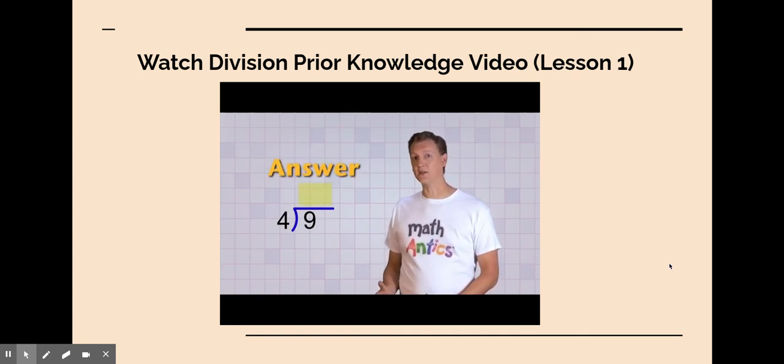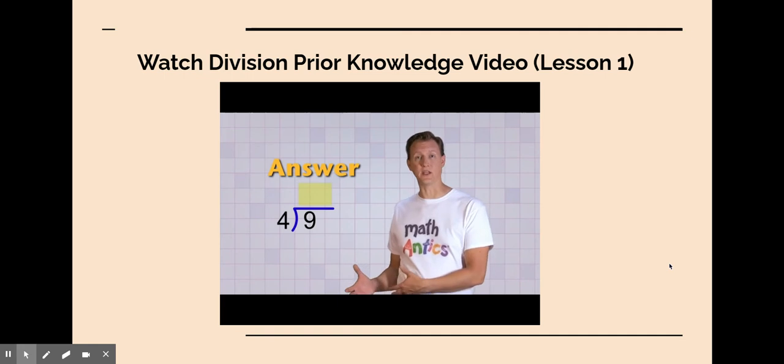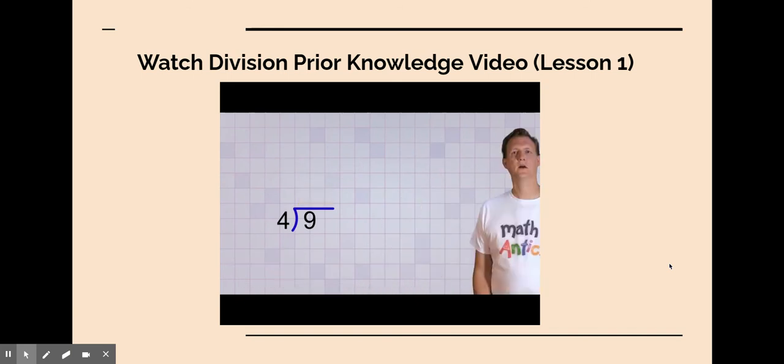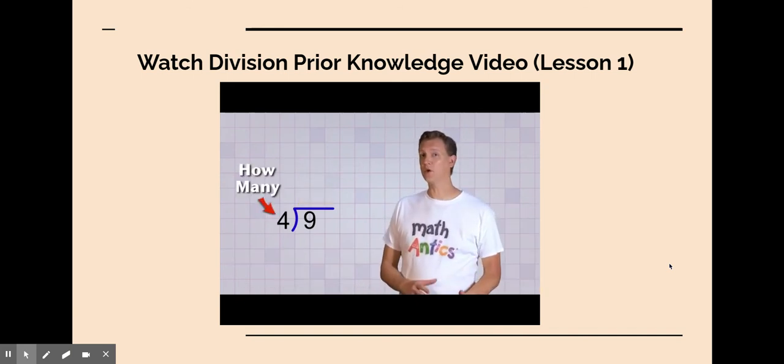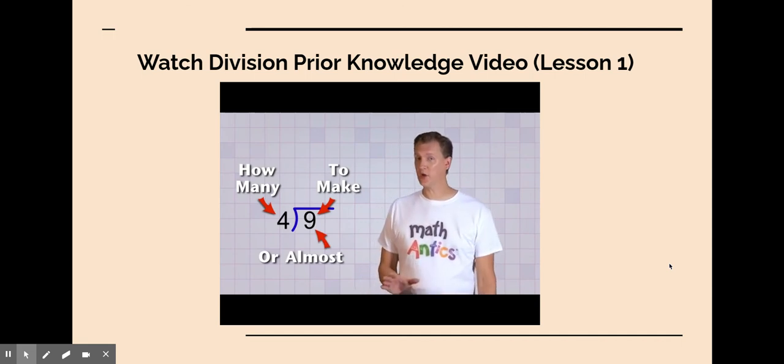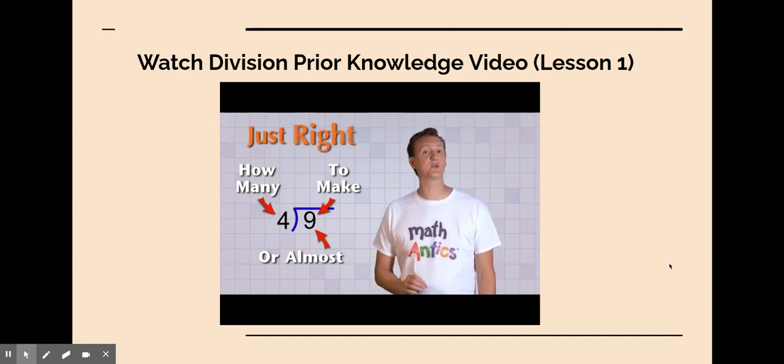And to figure out the answer, which is how many you'll end up with in each group after you divide, you have to ask yourself a really important question involving the other 2 numbers. The question is, how many 4s will it take to make 9, or almost 9? And the key to answering this question is for the number to be just right.